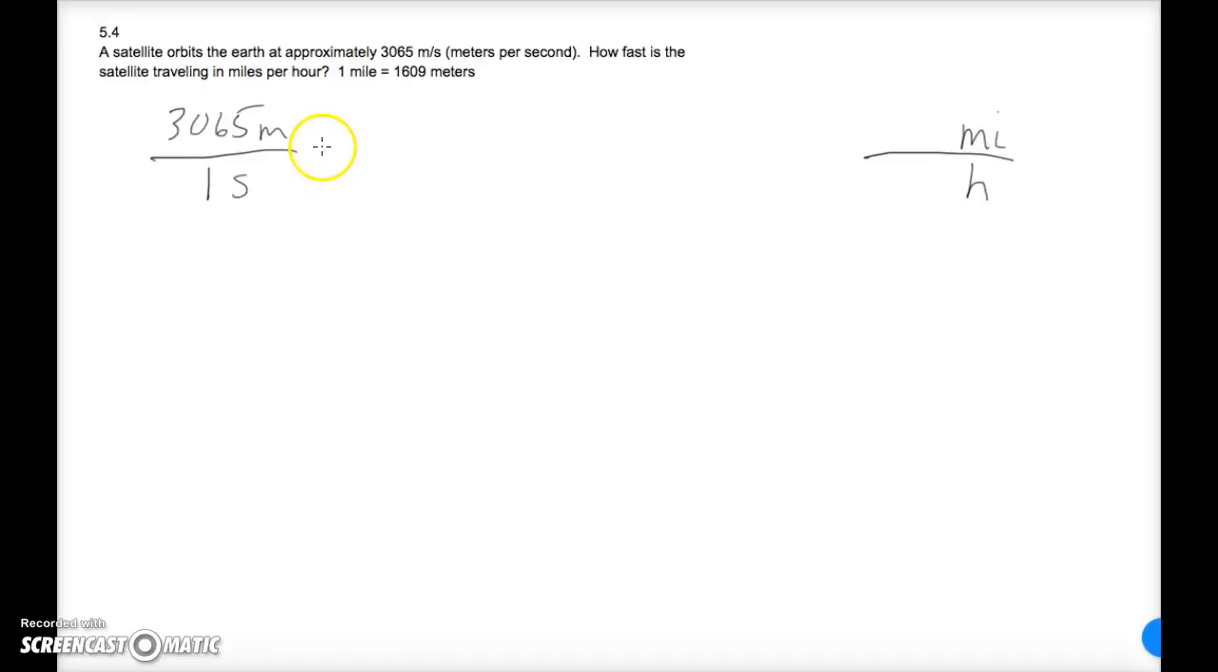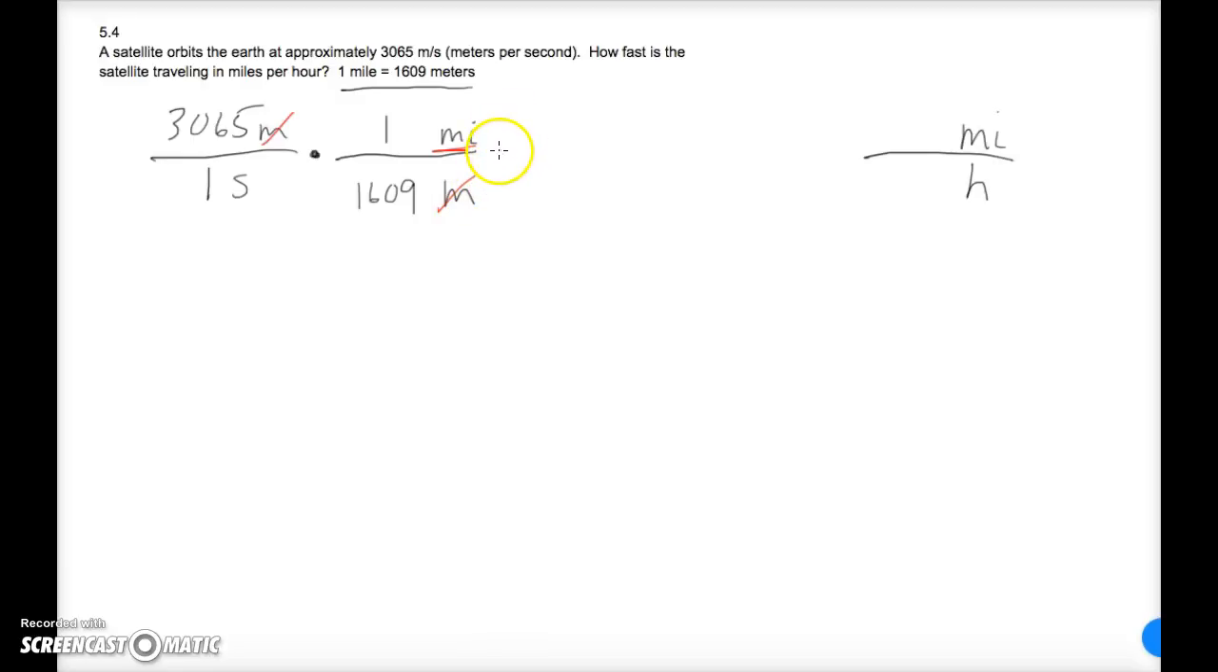So first thing I'm going to do is convert meters to miles using this conversion factor. So I'm going to multiply, and I know I want meters on the bottom. I want miles on top. So I'm given my conversion here, so 1609 and 1. And what that will do is that will take care of my meters canceling out, so I will be left with miles.